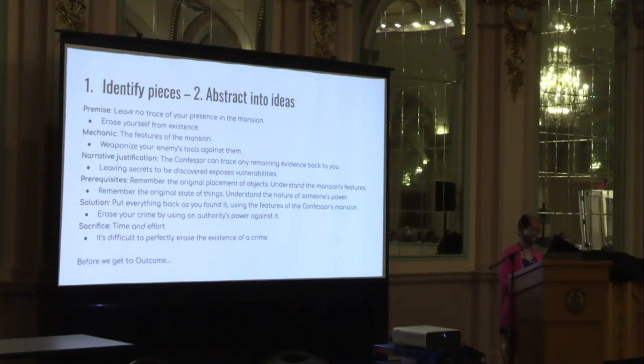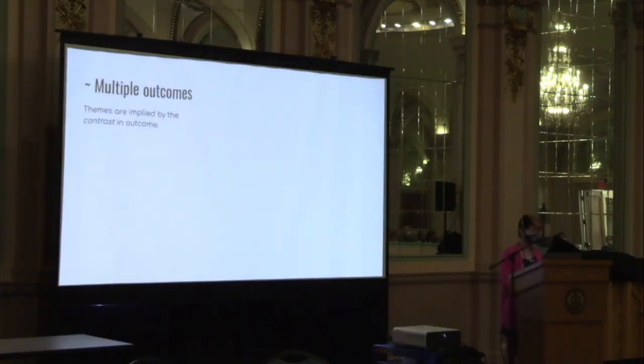Before we get to outcome, let's discuss multiple endings. So if an ending helps impart theme, what does it mean when there's multiple endings? How can a puzzle convey just one thematic message with multiple outcomes? So themes can actually be implied by the contrast between the outcomes of different actions.